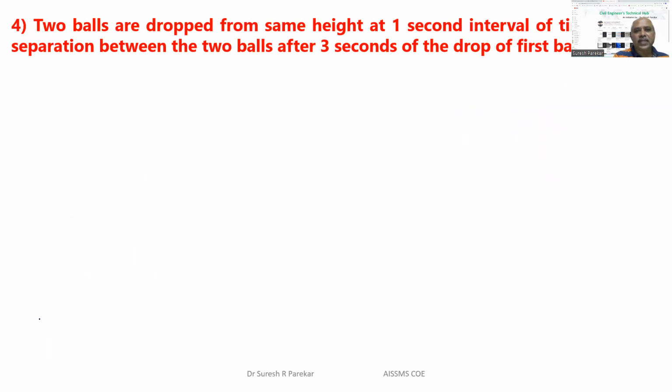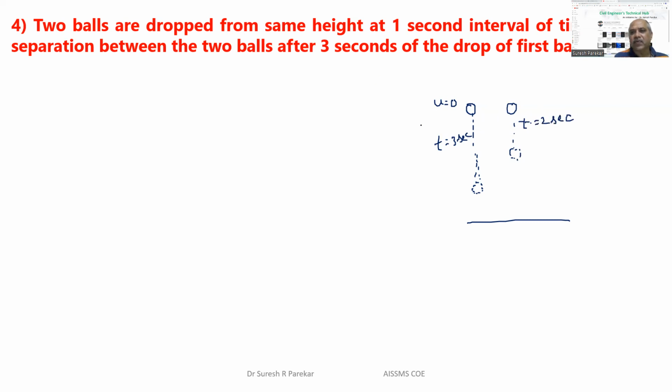Next: two balls are dropped from the same height at a 1 second interval of time. Now we have to keep in mind we are going to drop the ball. The first ball we drop below, and the second ball after 1 second. So this is the first ball. For the separation between the two balls after 3 seconds, the first ball has u equal to 0, t equal to 3 seconds. The second ball we draw below, but it will travel only t equal to 2 seconds.